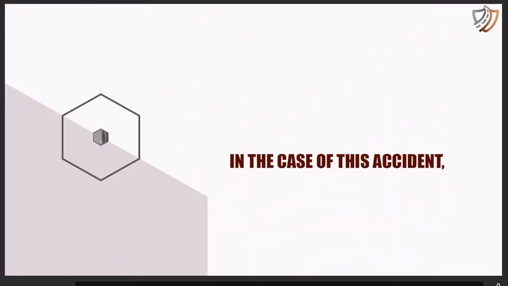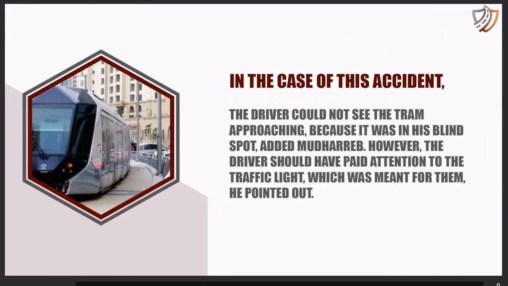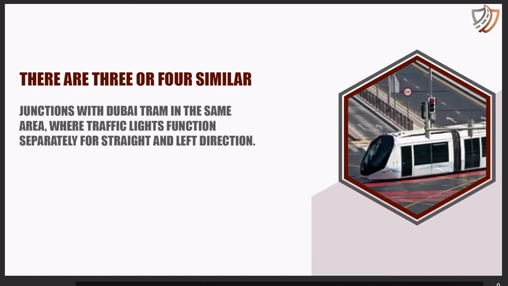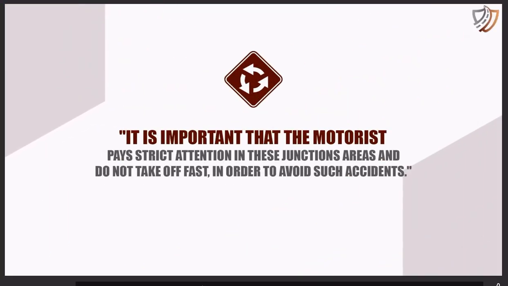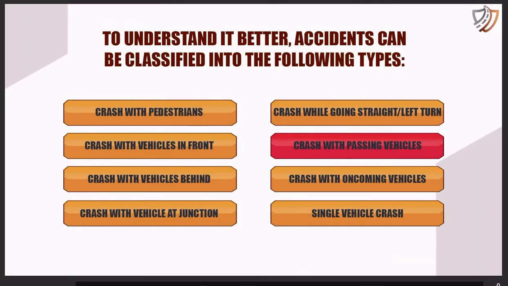In the case of this accident, the driver could not see the tram approaching because it was in his blind spot, added Mudhareb. However, the driver should have paid attention to the traffic light, which was meant for them, he pointed out. There are 3 or 4 similar junctions with Dubai Tram in the same area, where traffic lights function separately for straight and left direction. It is important that the motorist pays strict attention in these junctions and does not take off fast in order to avoid such accidents.